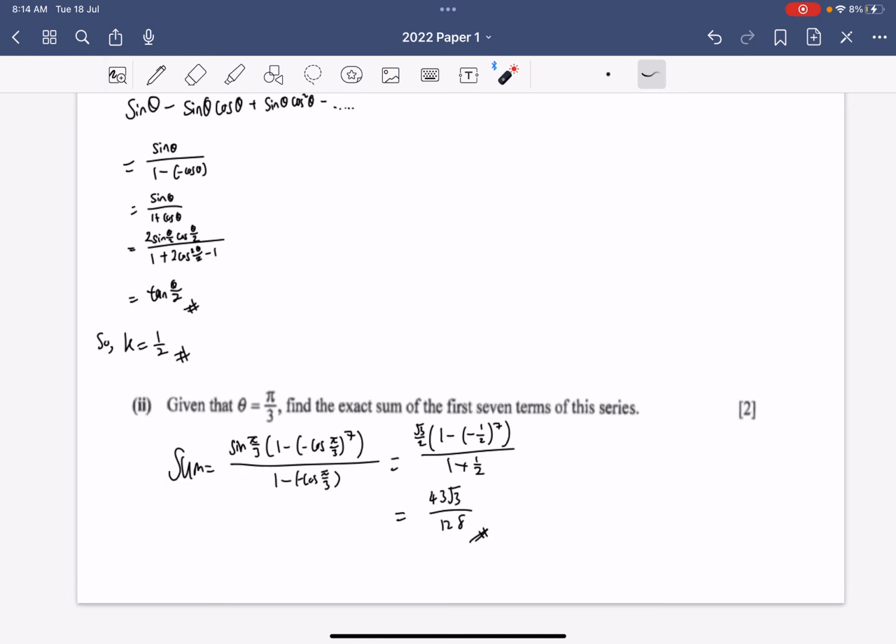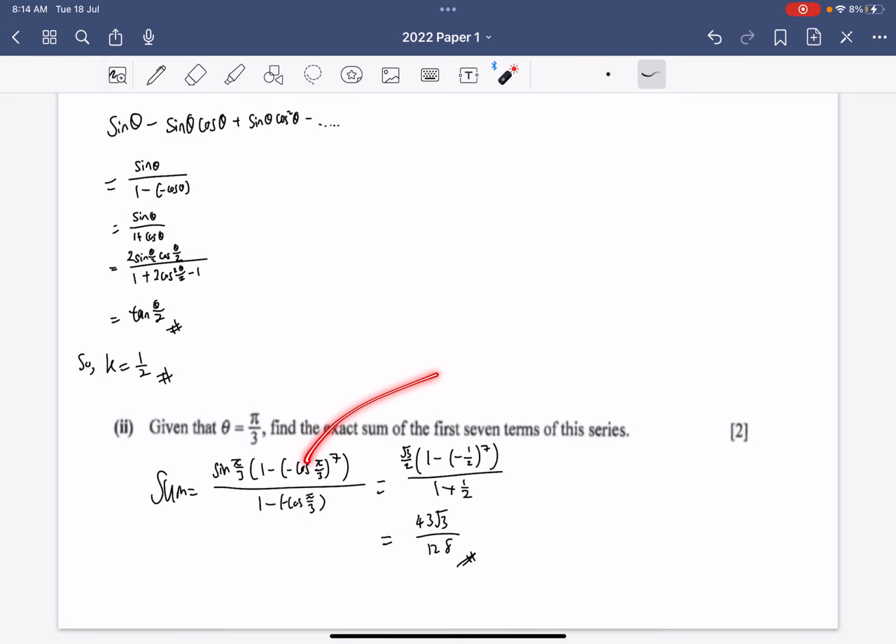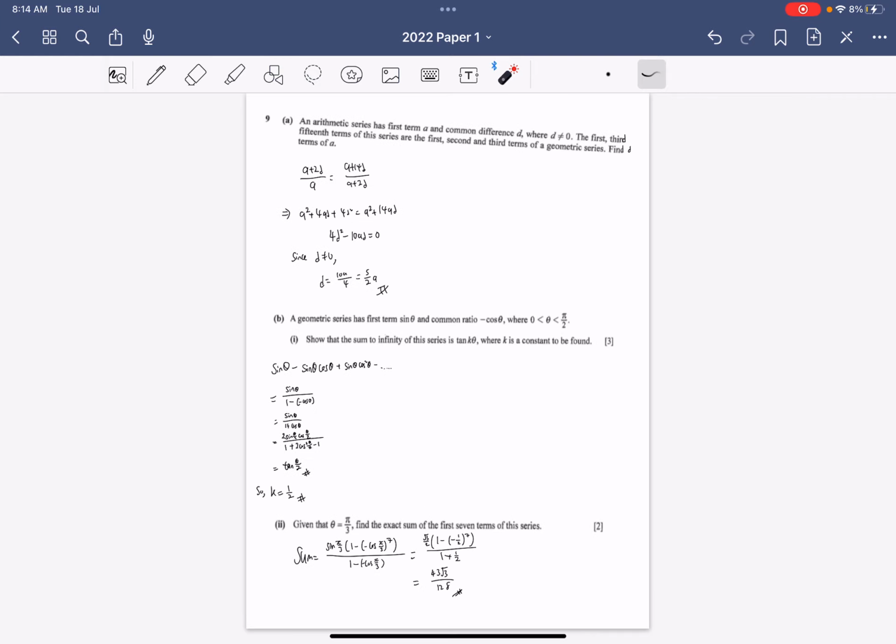Next, you're doing the same thing, but now using the formula for the 7th term only. So it's 1 minus. So this is the formula. So then you just sub in theta as pi over 3, and you should get this as a result.